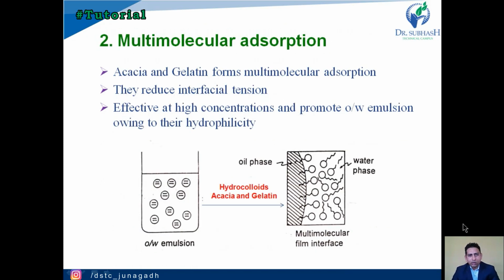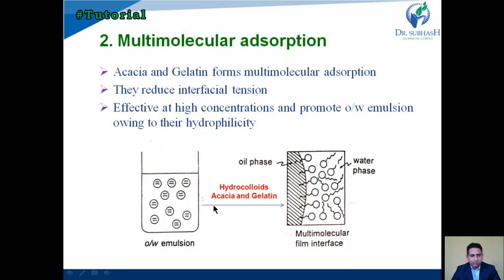Then multimolecular adsorption. Acacia and gelatin are the molecules which form multimolecular adsorption. They reduce the interfacial tension. They are only effective at high concentration and promote oil in water emulsion because of their hydrophilicity. Acacia and gelatin are hydrophilic in nature, so they are effective in oil in water emulsion, and they will form oil in water emulsion.